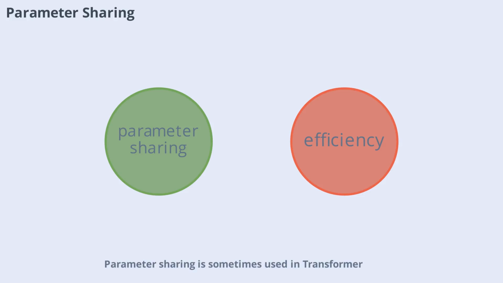Parameter sharing is sometimes used in transformer models to reduce the number of trainable parameters. By reusing weights across layers, models can become more efficient and require less memory. This technique is particularly useful in resource-constrained environments or when deploying models at scale.